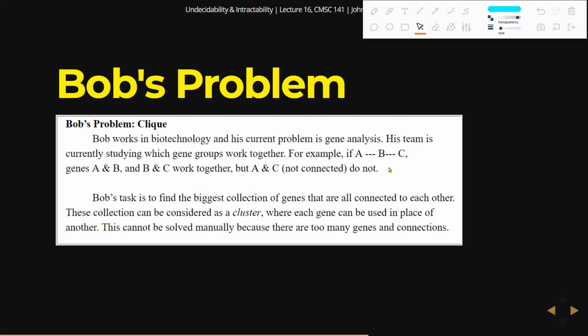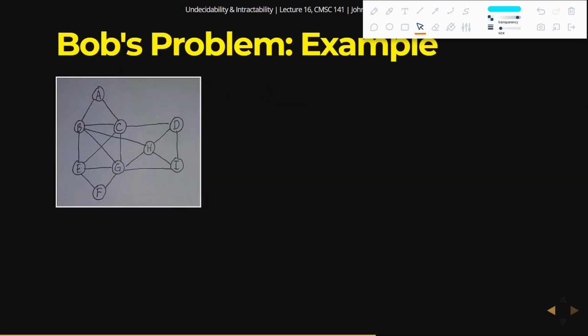So the task of Bob is to find the biggest collection of genes that are all connected to each other. This collection can be considered as a cluster, where each gene can be used in place of one another. Of course, this cannot be solved manually because there are too many genes and connections. So let's show a simplified version of the problem. Let's say that there are only 9 possible types of genes, and these are the connections. A and B can work together, A and C can work together, B and C can work together.